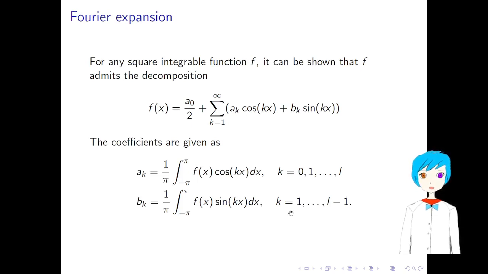For any square integrable function f, such that f is periodic, it can be shown that f has the following Fourier decomposition, or the Fourier series approximation: a0 over 2 plus the summation over k, for k goes from 1 to infinity, ak cosine kx and bk sine kx, where the coefficient ak is given as 1 over pi times the integration, the inner product of f and cosine kx, and bk is 1 over pi times the integration of f of x and sine kx.